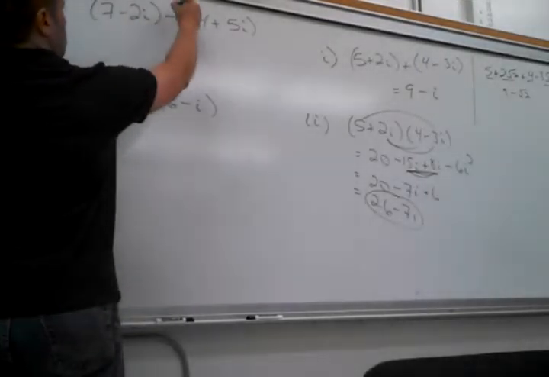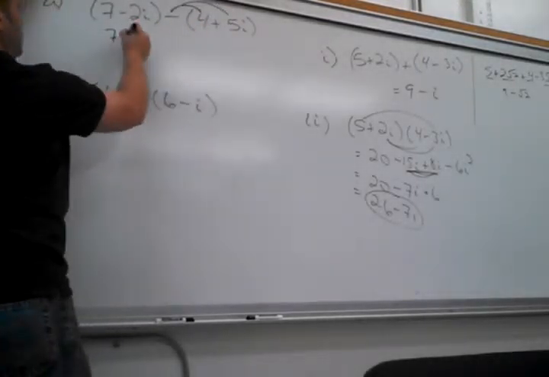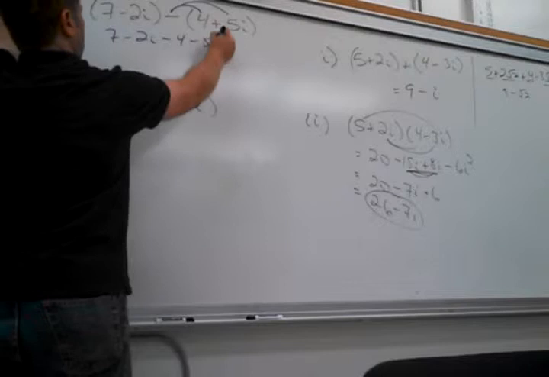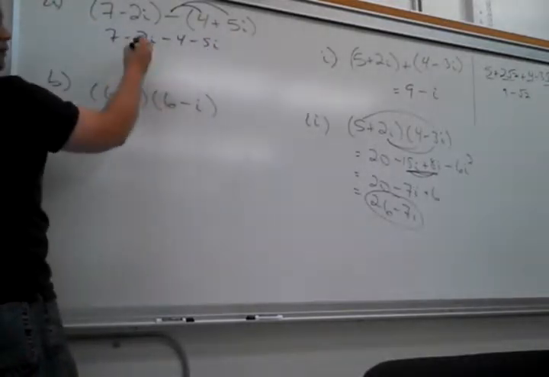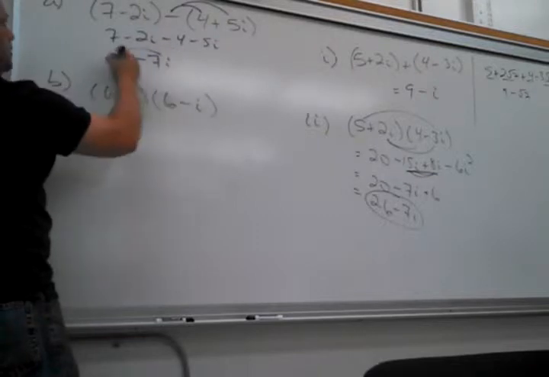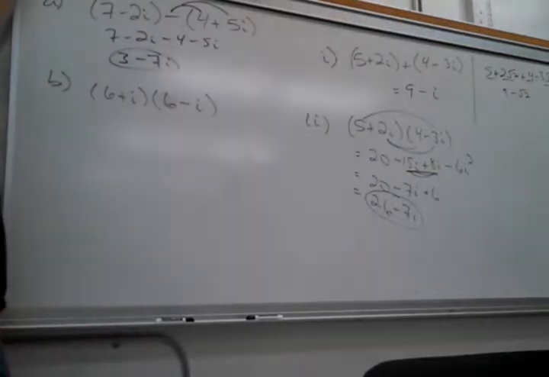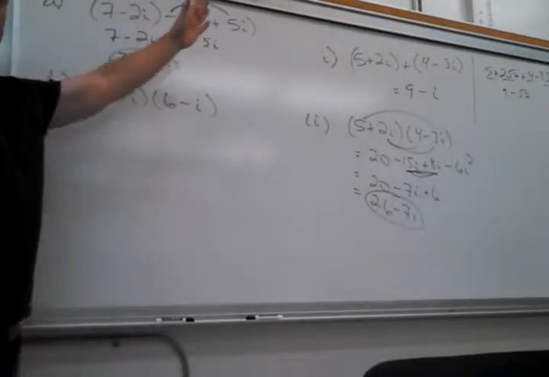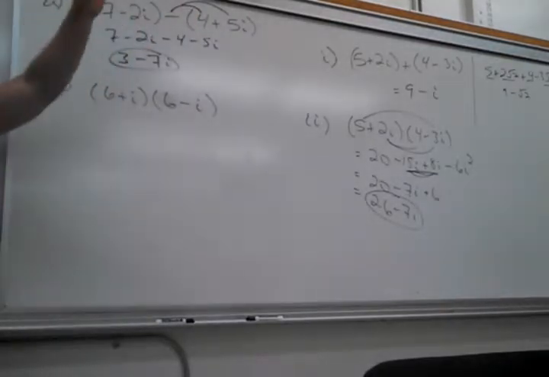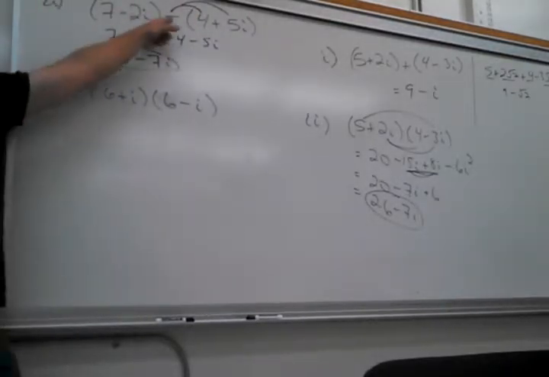Okay, on this first one, you just have to be careful that this goes through to both. And then you get 3 minus 7i. Right, you just got to distribute the negative through. That's old stuff, way back to when we learned polynomials. Got to be careful about those negatives in the middle.